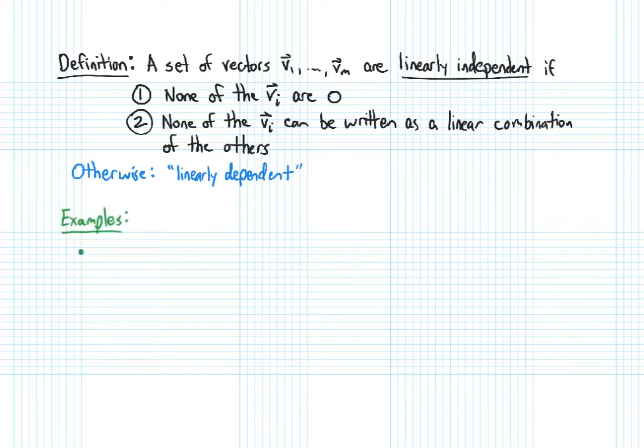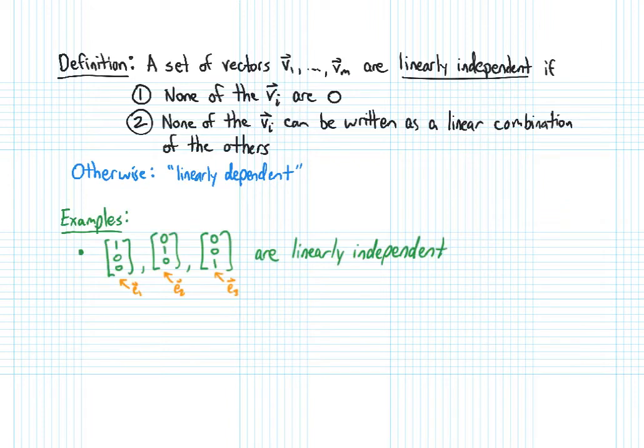So here are a few examples. One important example is these standard vectors, e1, e2, e3. They're linearly independent. Obviously, none of them are the zero vector, and I think you can look at these vectors and convince yourself that none of them can be written as a linear combination of the others, just because of the way that the zeros and the ones work out. So this is an example that we'll come back to many times just because it's so nice and simple.